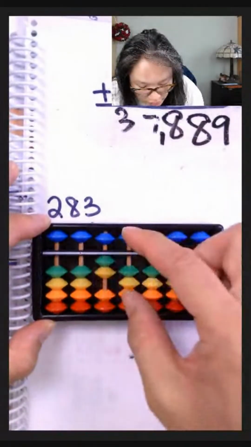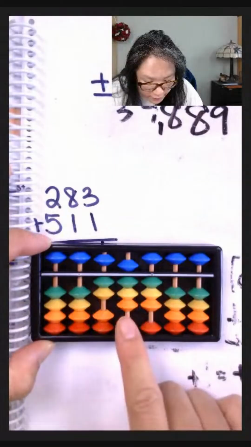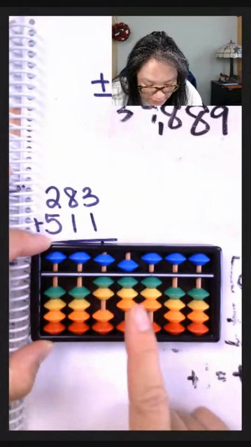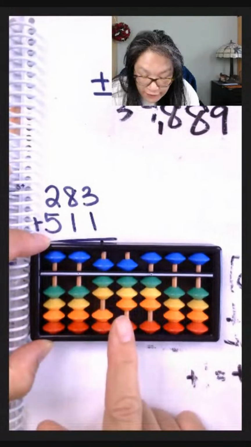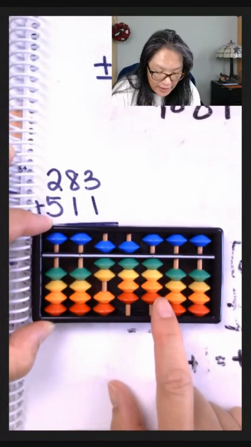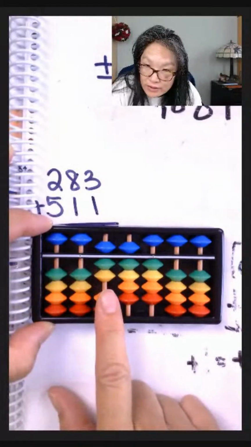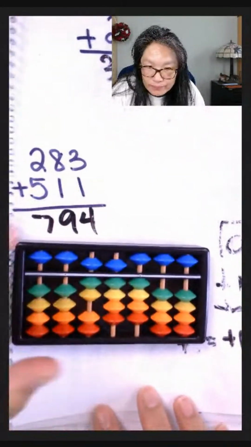If I have 283, I want to add 511. Do I have enough for 5? Yes, I'm going to add 5. Do I have enough for 1? Yes, I add the 1. Do I have enough for another 1? Yes, I have another 1. So my final answer is 794. 794. Does that make sense?